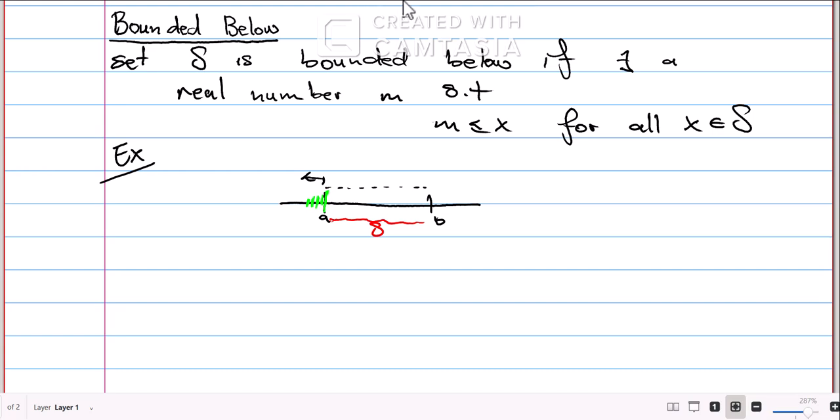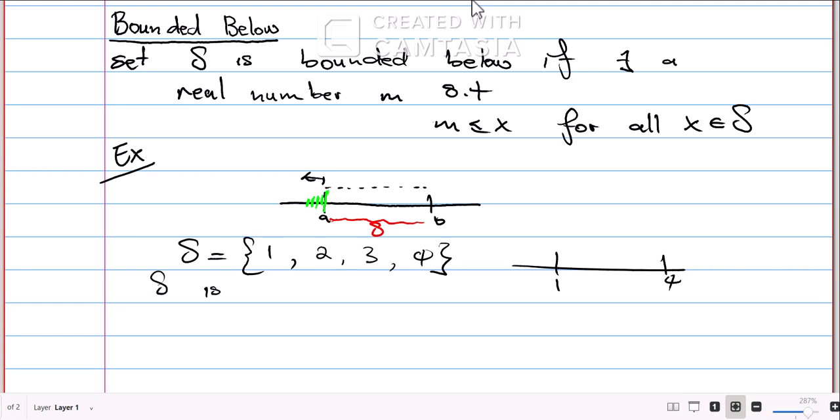Okay, so let's consider this example. Let's say S is equal to 1, 2, 3, 4. Okay, so S, we're having this 1 and 4. So S is bounded below by 1.